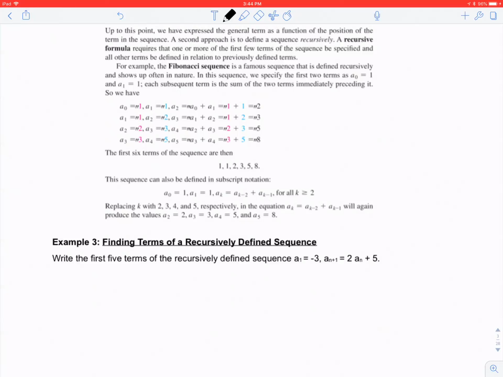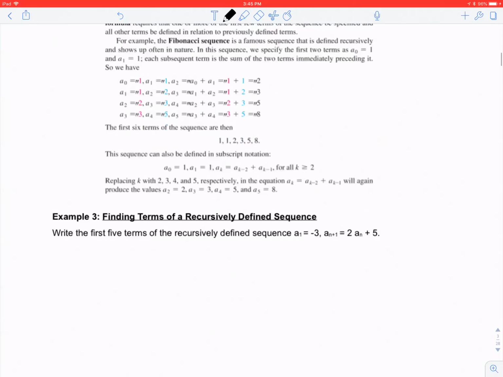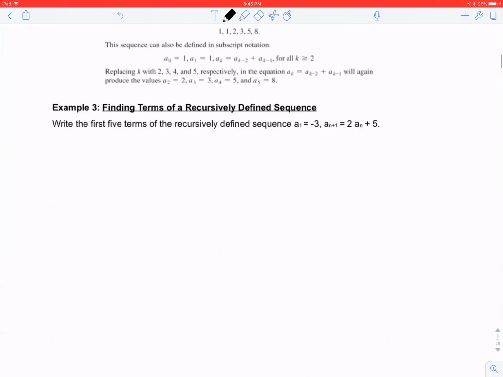So then A2 is going to be A naught plus A1. A3 is going to be A1 plus A2, and so on and so on. Okay, so that's just an introduction to recursive. I was just trying to clear up those. I know those are some kind of typo, or I'm not sure what those tick marks are, but I was going to clean those up, but that's okay.